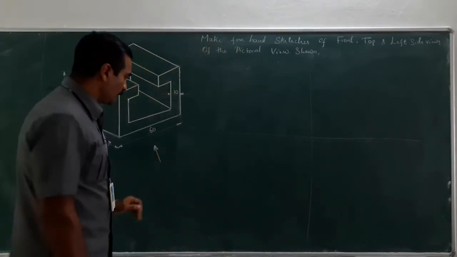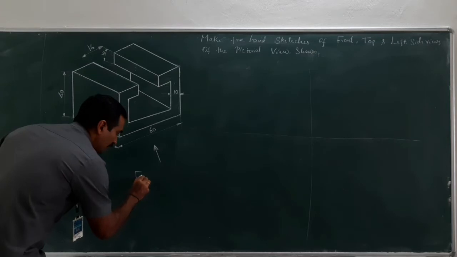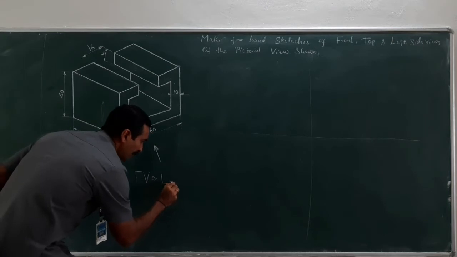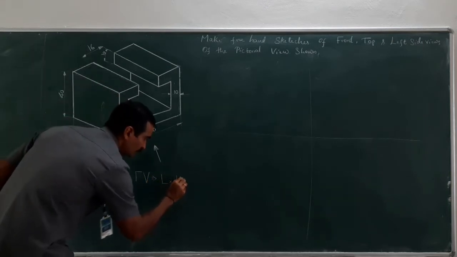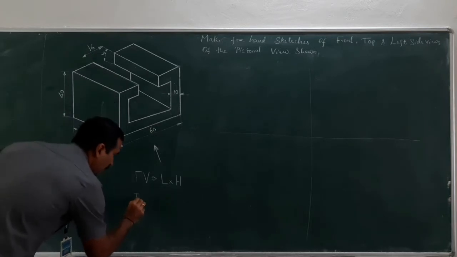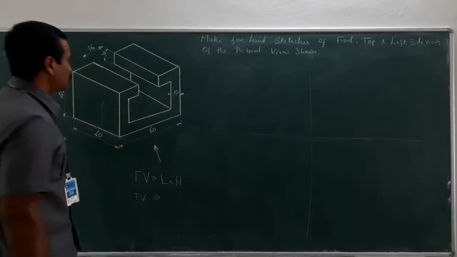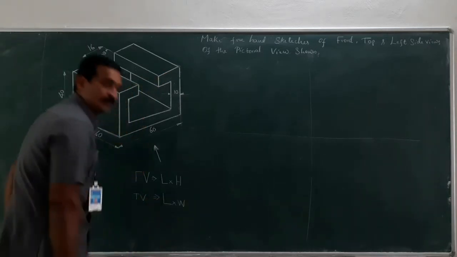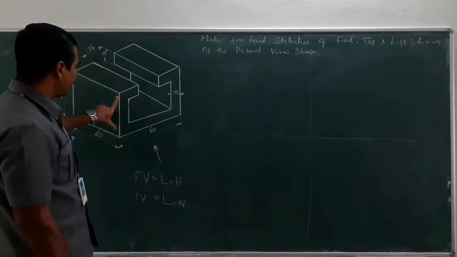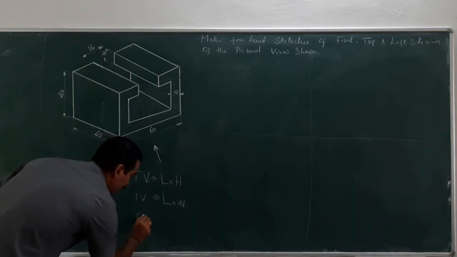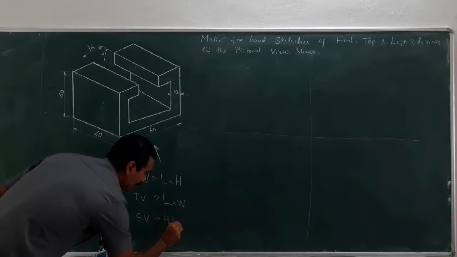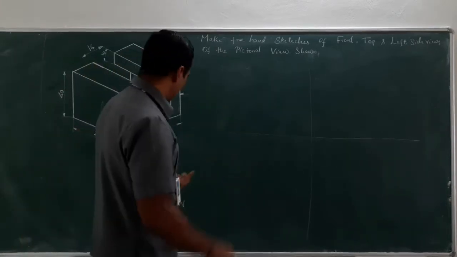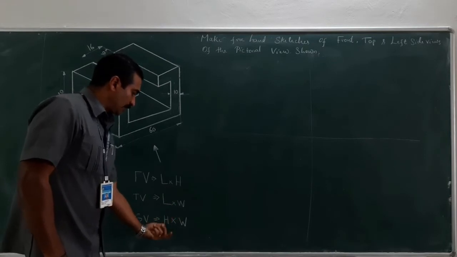So, before proceeding, you all know that in a front view, the dimension should be length and the height of the object, right. Next, the top view should be length and width, and for the side view, height and width. So, let me just start with the boxing, the length, width, height, width.